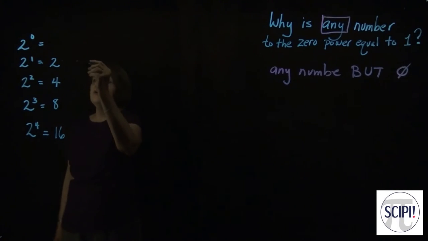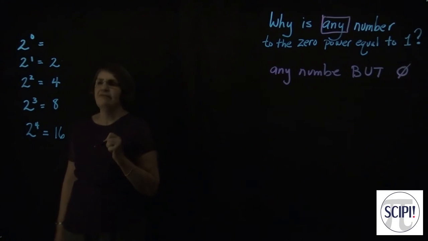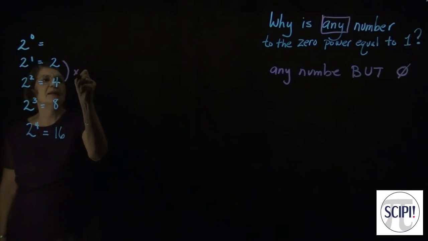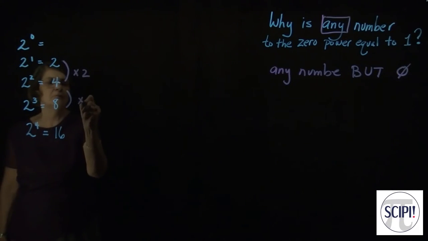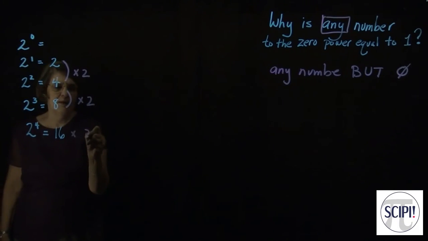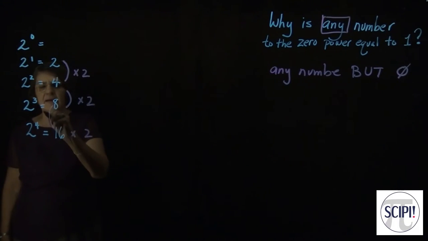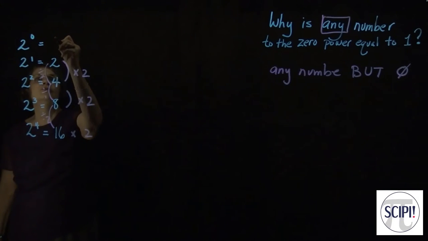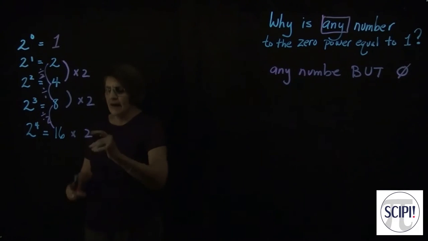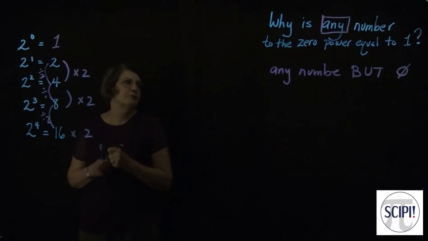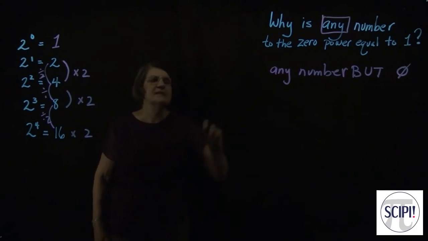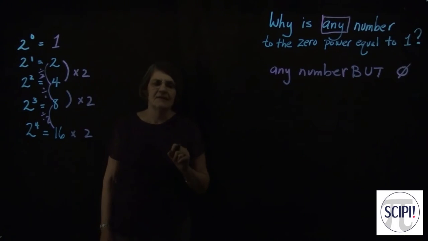So let's go back over here and look at the pattern that we had looked at before. We noticed that when we went down, each time we were multiplying the previous number by 2. And when we go up, we're really dividing by 2 each time, and that's why 2 divided by 2 would give me 1. We looked at this pattern as well as the pattern of 3. Any number but 0 is what it says here, any number but 0. So why can't we divide by 0?